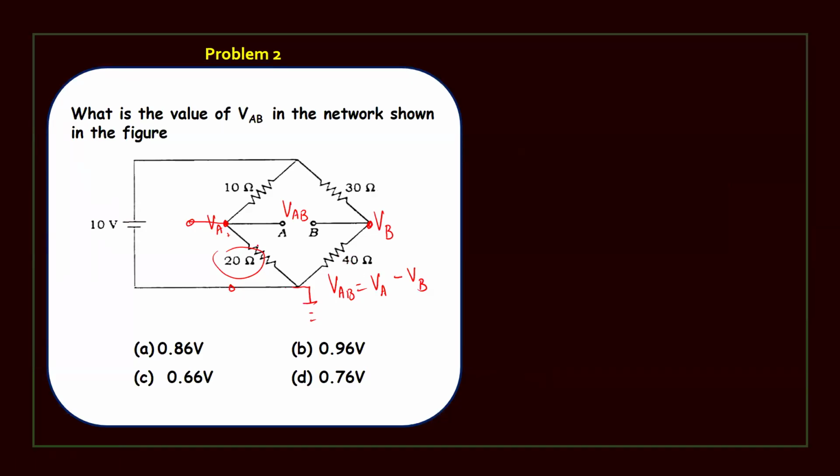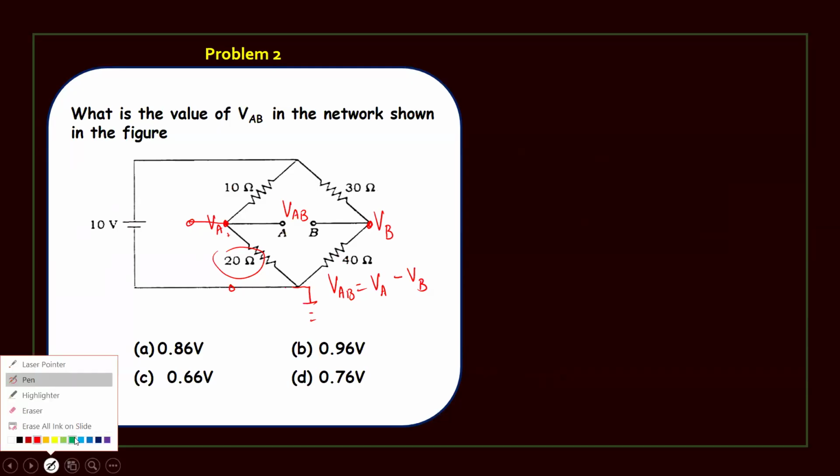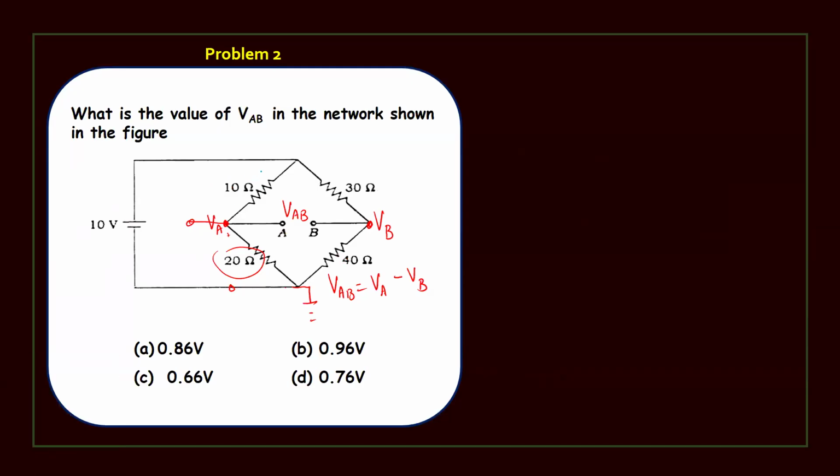Since A and B terminals are open, this 10 ohms and 20 ohms are in series condition. And then this 30 ohms and 40 ohms are in series condition.